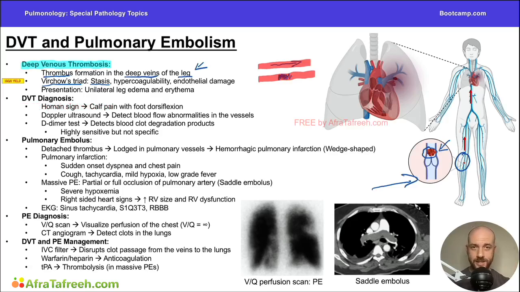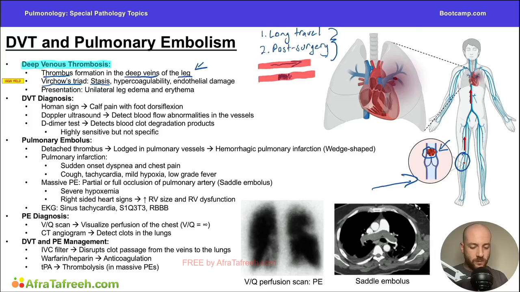The two classic scenarios, especially in boards questions, where we get blood stasis are going to be number one, long travel. So this can be things like a long plane ride or a long car ride. And number two is going to be post-surgery, especially orthopedic surgeries, usually of the hip or the leg, where the lower extremities are immobilized. So in both of these scenarios, we're really not moving around that much, and so blood starts to pool and become stagnant in the lower extremities, and this could lead to coagulation and DVT formation.